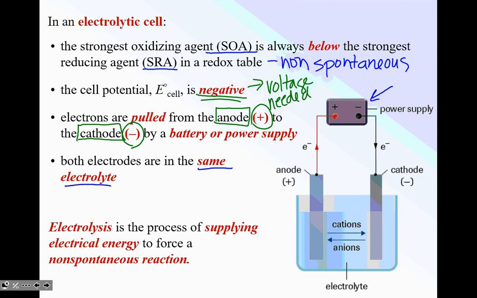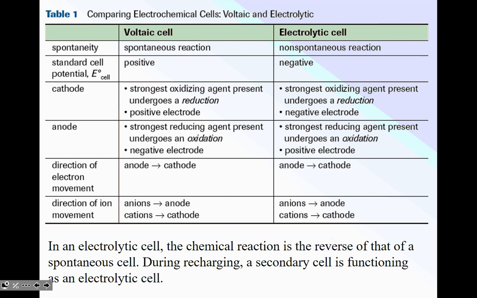And let me just go back one more. Electrolysis, just so you guys know for purposes of definition, is the process of supplying electrical energy to force a non-spontaneous reaction. So that's why when we're finding our cell potential, it's going to be a negative value, and that's the amount of voltage that's needed in order for the reaction to occur.